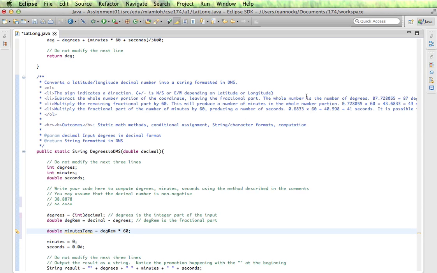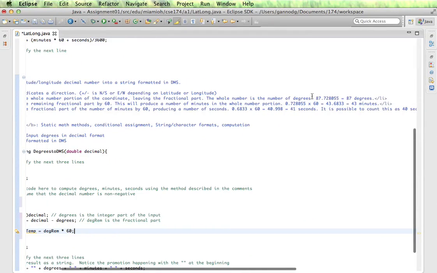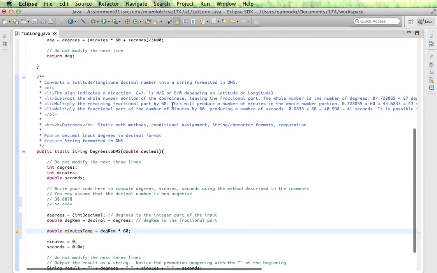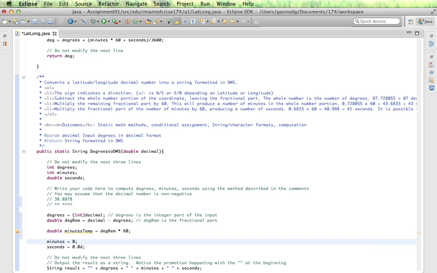If I look at the next part of the description up here, it tells me that I need to multiply the fractional part of the number of minutes by 60, which will give me the number of seconds. So I think that I'm actually done computing the minutes, and all I need to do is convert this minutes temp into an integer to be able to assign it to minutes. So I'm going to cast that minutes temp.